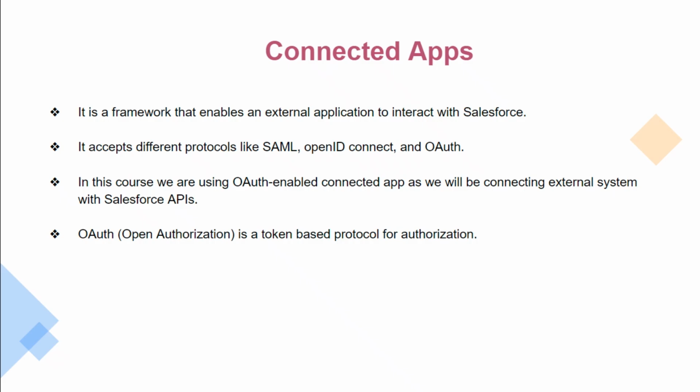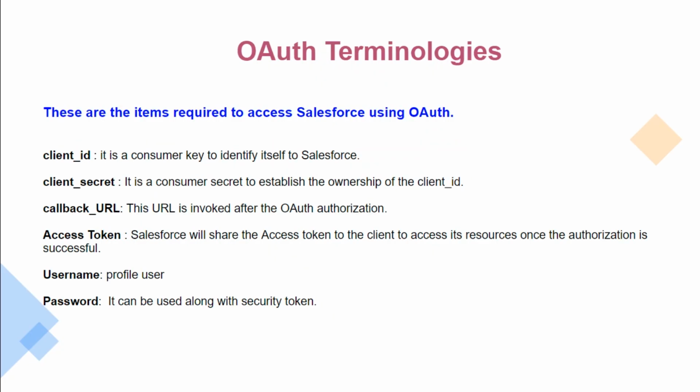Connected apps. It is a framework that enables an external application to interact with Salesforce. It accepts different protocols like SAML, OpenID Connect and OAuth. In this course, we are using an OAuth enabled connected app as we will be connecting an external system with Salesforce APIs. OAuth is a token based protocol for authorization.